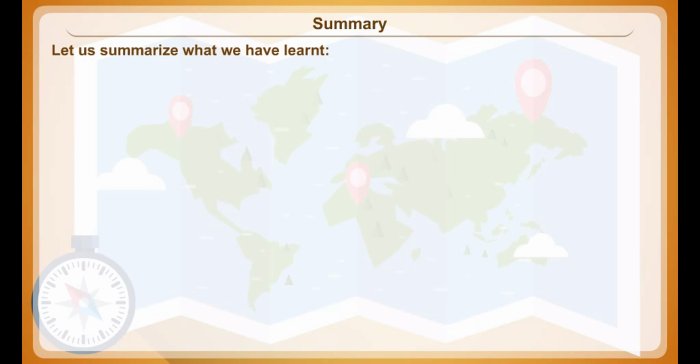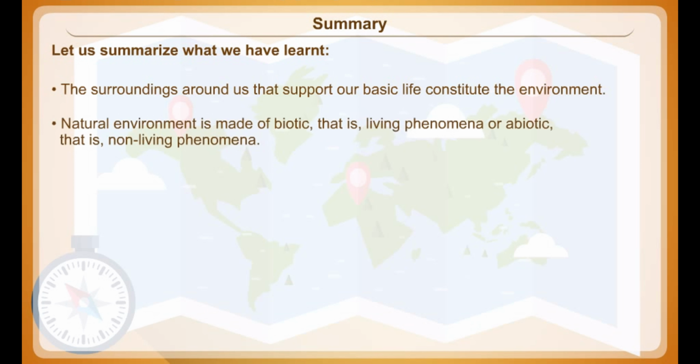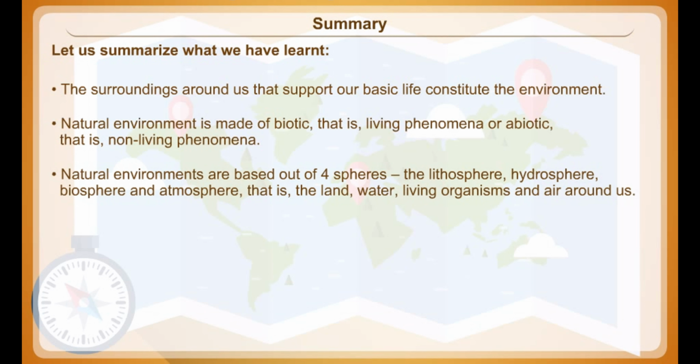Summary. Let us summarize what we have learned. The surroundings around us that support our basic life constitute the environment. Natural environment is made of biotic, that is living phenomena, or abiotic, that is non-living phenomena. Natural environments are based on four spheres: the lithosphere, hydrosphere, biosphere, and atmosphere. That is, the land, water, living organisms, and air around us.